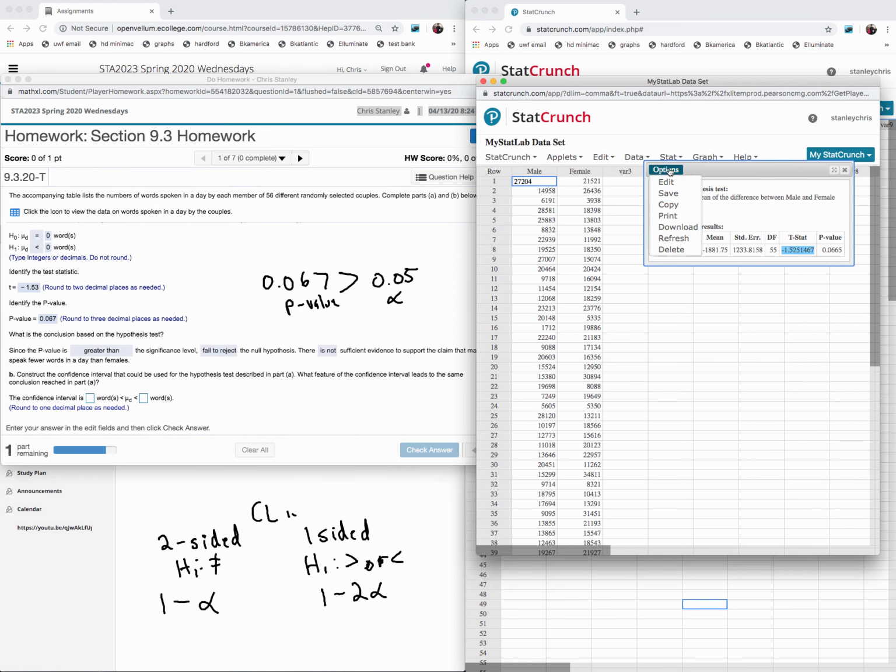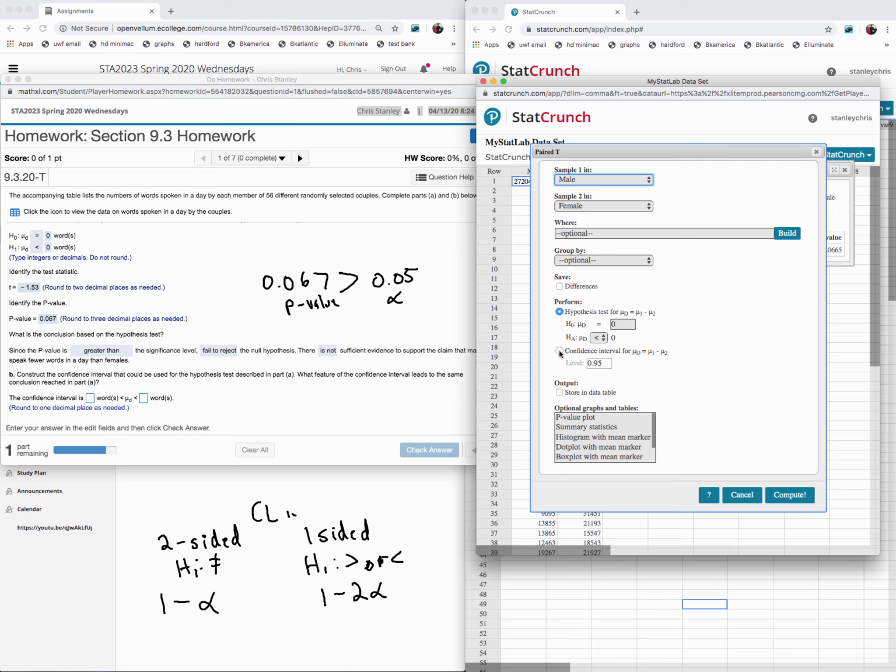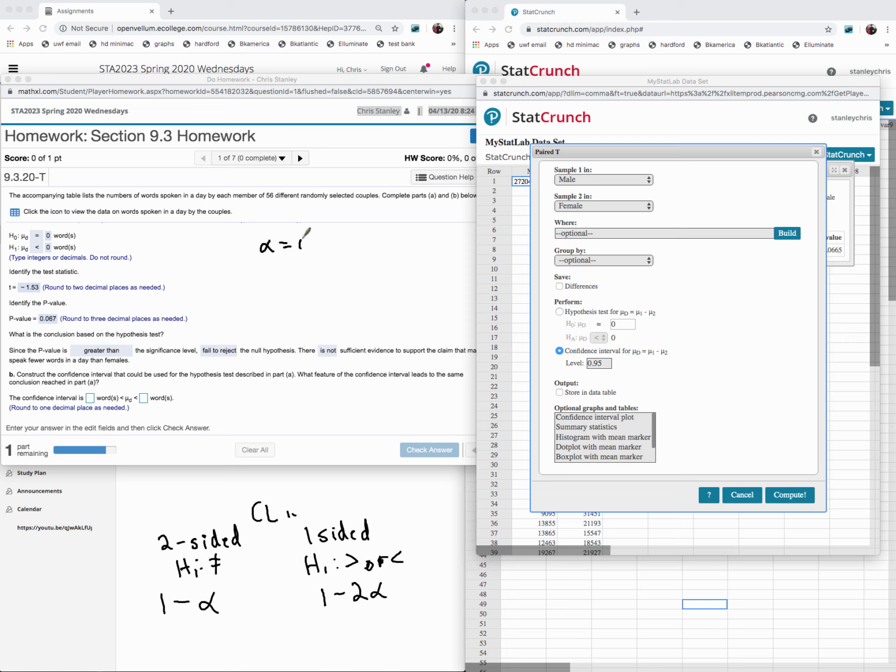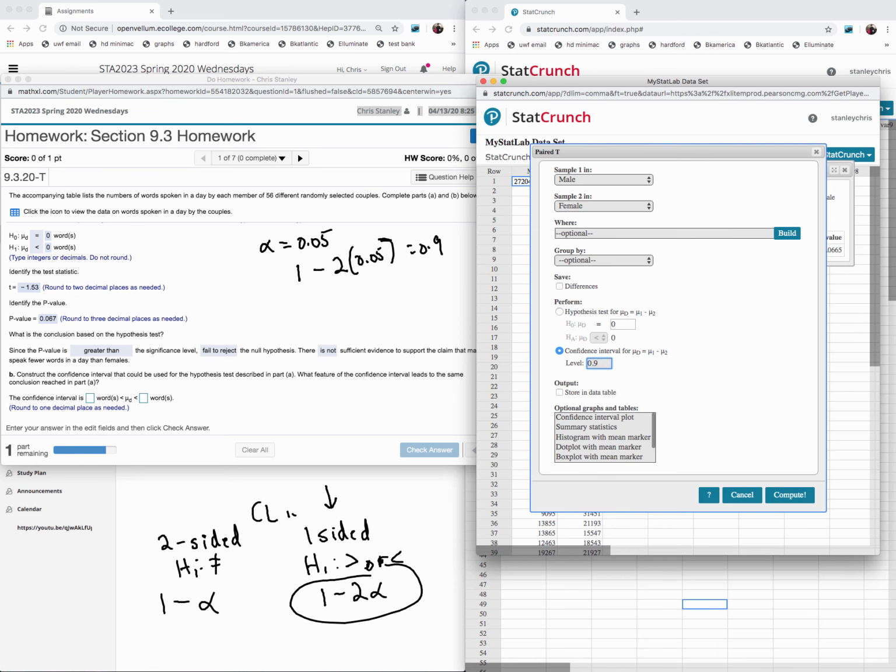Okay, to get the confidence interval, everything's the same. Just back, edit, keep everything the same. This was a one-sided test. Alpha was 0.05. They don't tell us what level to find, so we need to find the level. Since this is a one-sided test, in this formula, 1 minus 2 times 0.05 will give me 0.9. So I need to get rid of this 5.